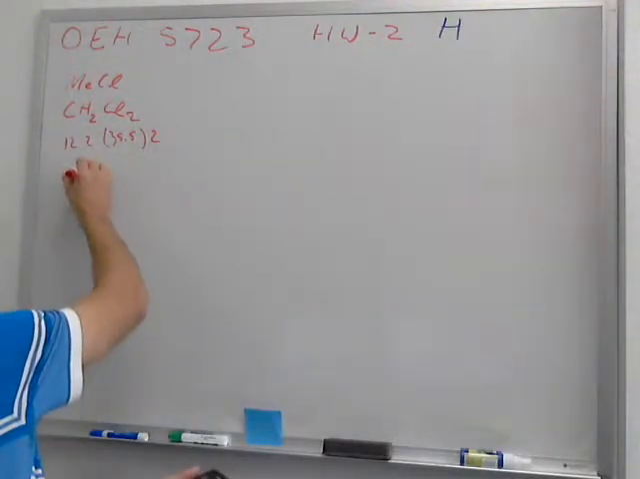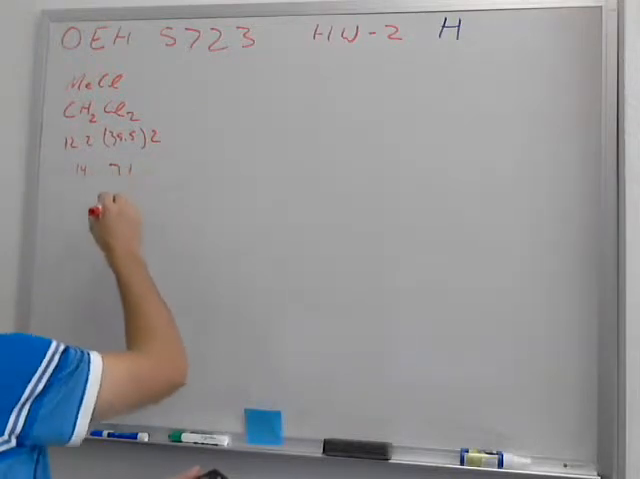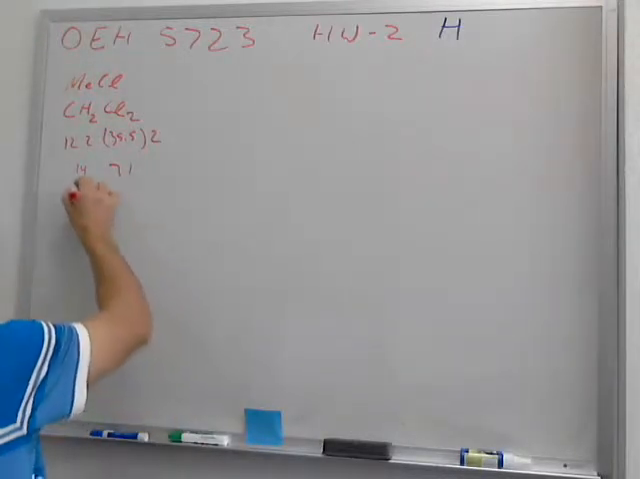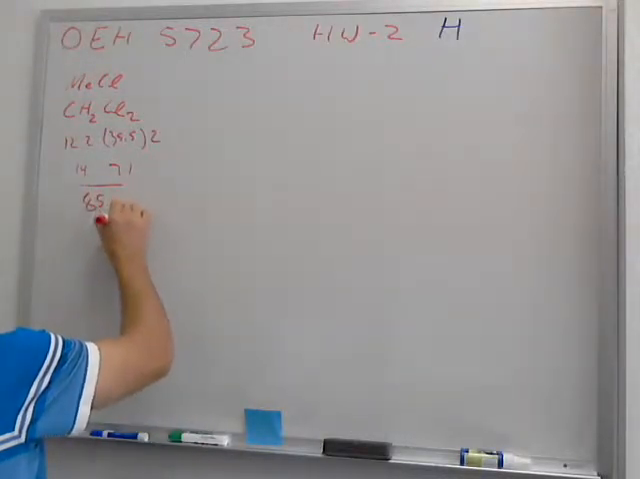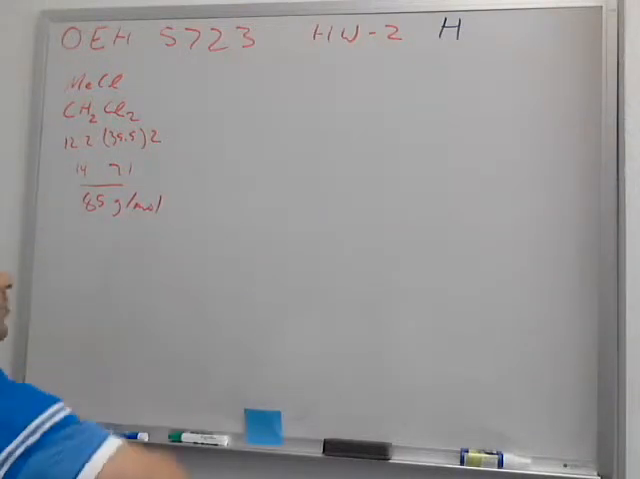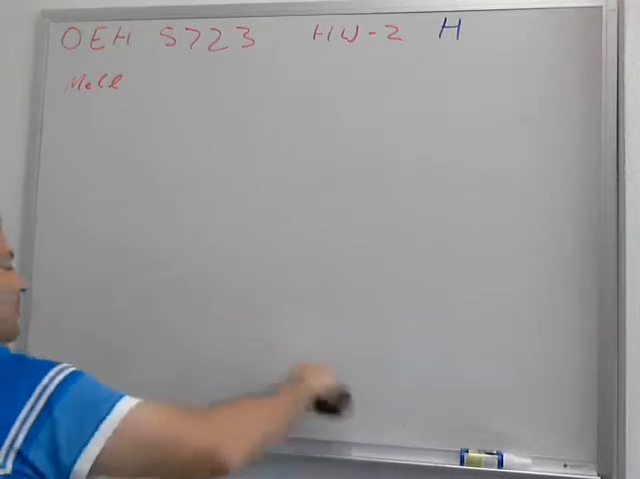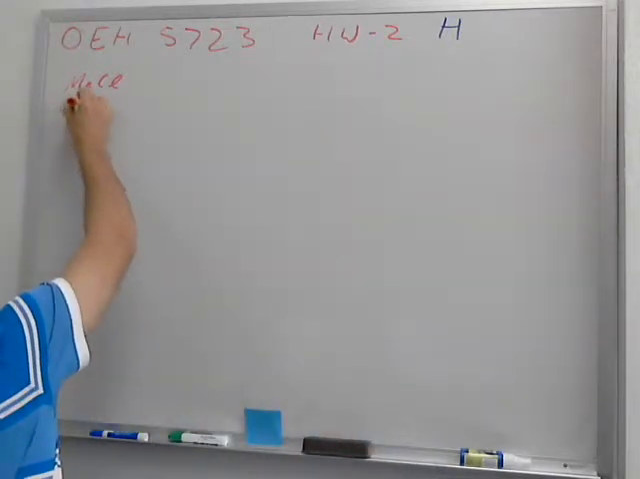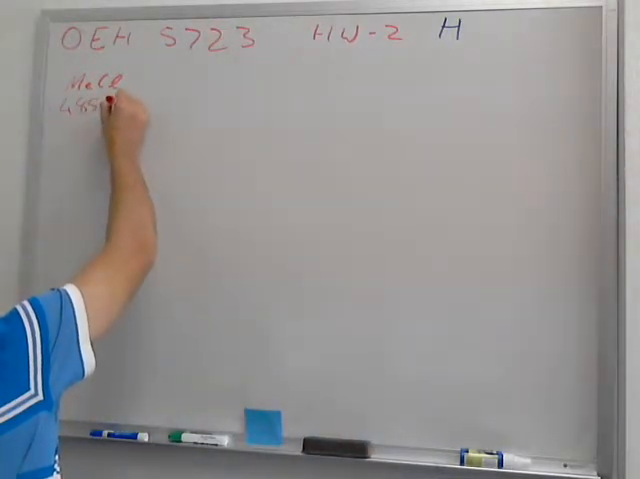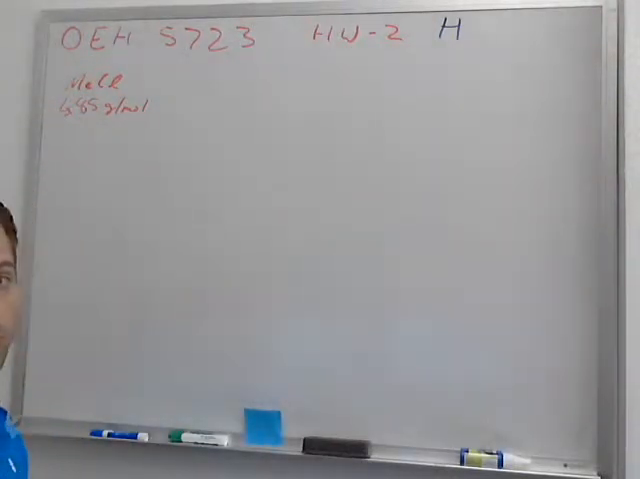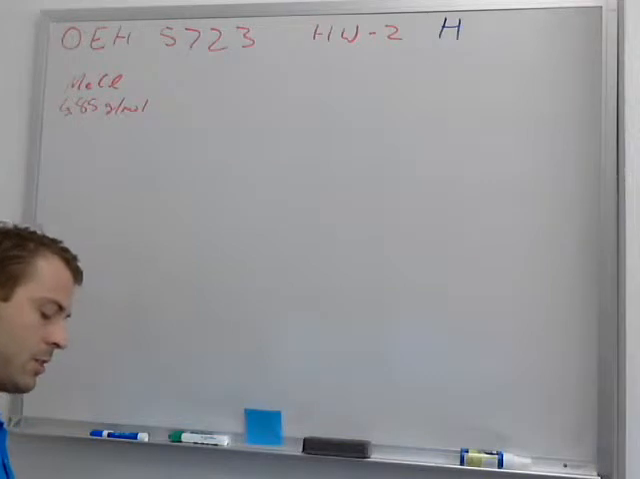So 14 plus 71, right? What's that come out to? Anybody? Nobody's going to help me out. Anyway, so it's about 85 grams per mole, right? Okay, 85 grams per mole is our molecular weight. It's always good to just start off with that.